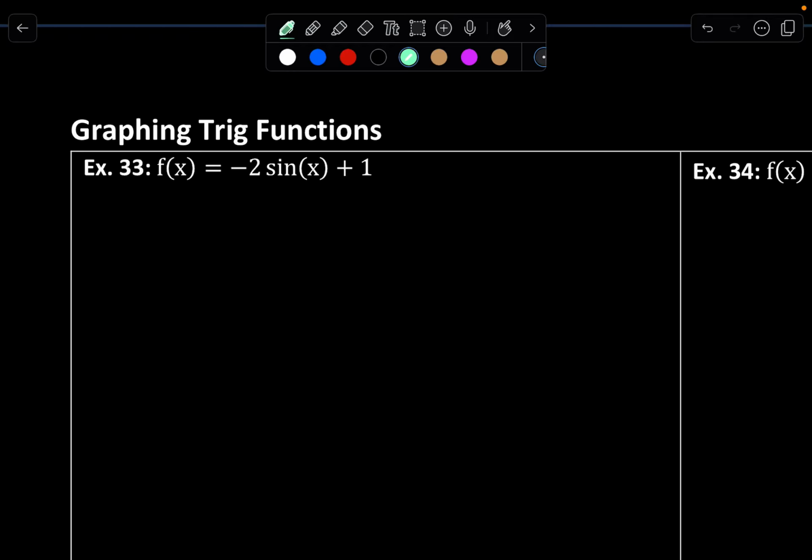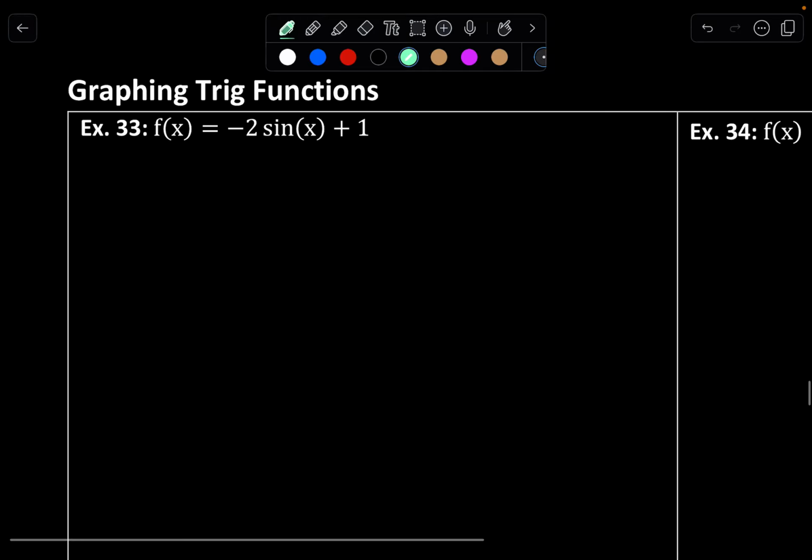So this next topic is going to be on graphing trig functions, and we're basically going to be given a function rule, and then we're going to sketch a graph of what that would look like. So the first example is f of x equals -2 sine x plus 1.